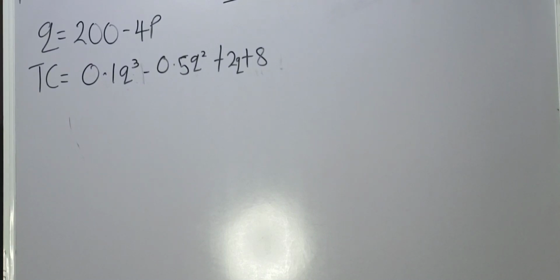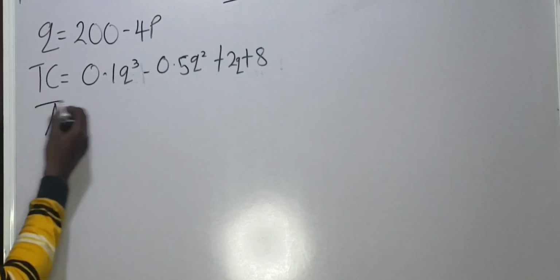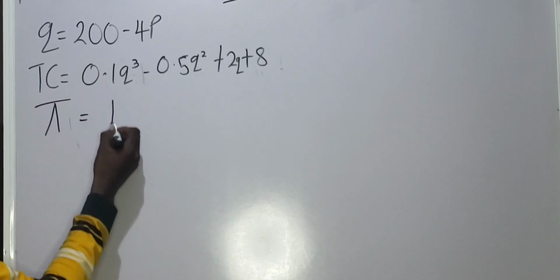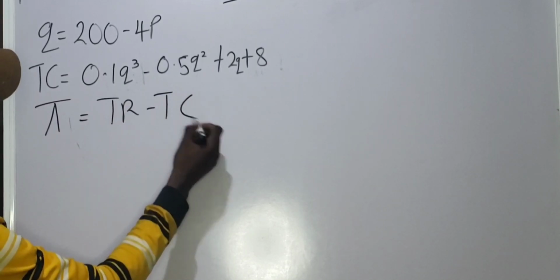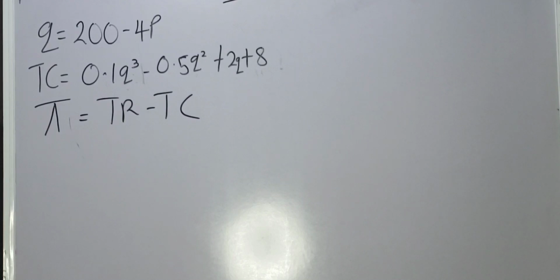Don't forget that profit is equal to total revenue minus total cost. Pay attention, okay? Profit is total revenue minus total cost, and we want to maximize profit, pi max. So what I want to determine right now is the quantity. I want to determine the profit function, then take the derivative of that profit function, and after taking the derivative, determine the Q, okay?